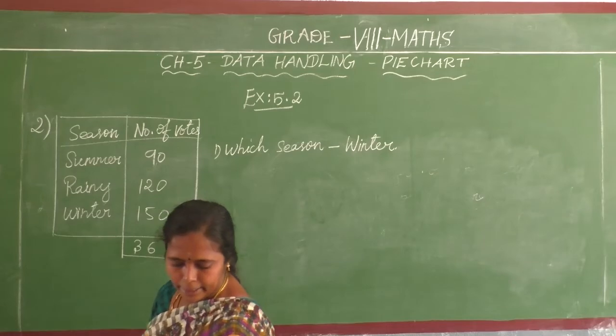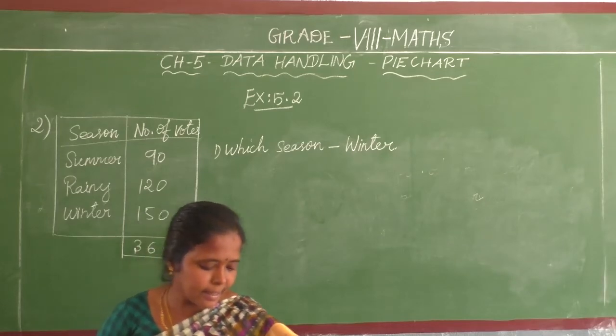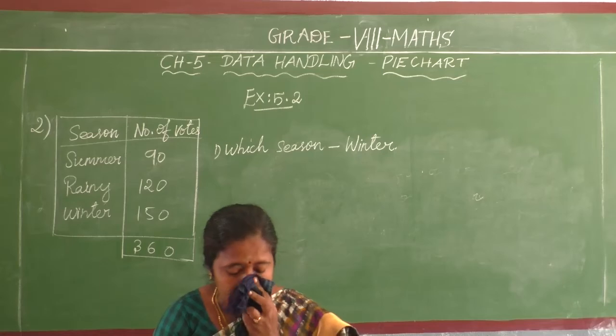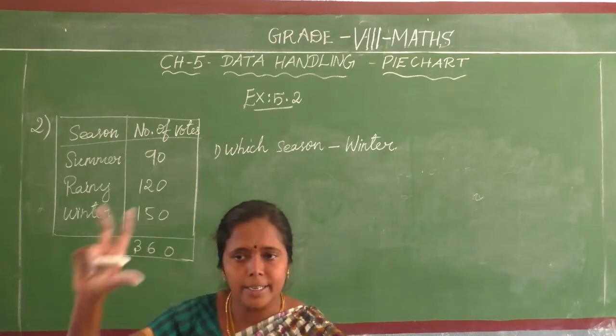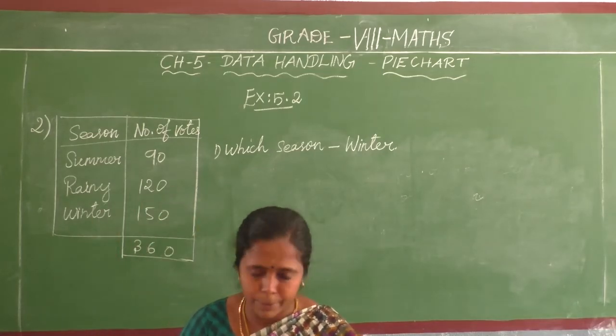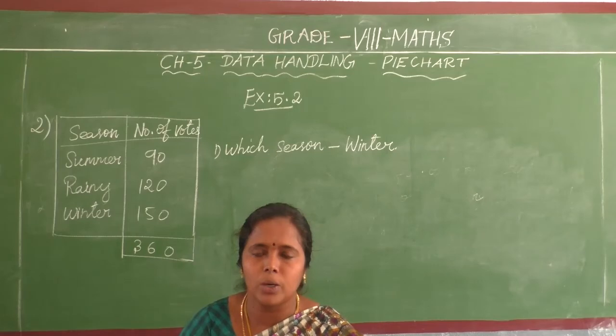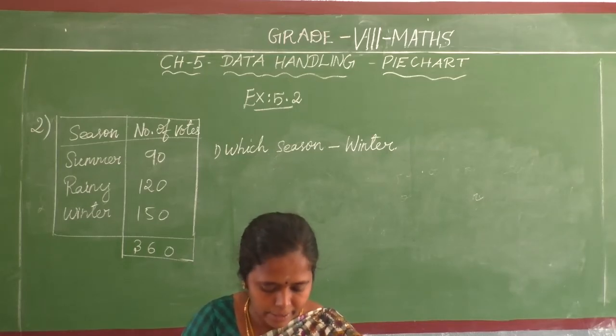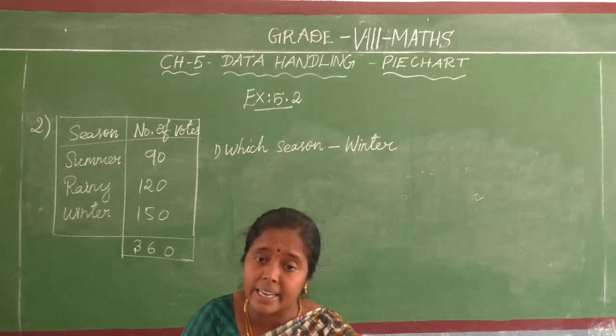Clear? Second thing, find the central angle of each sector. Actually, for drawing the pie chart, the circle graph, I told you first itself, you have to find out each sector's center angle. That is what they are telling here: the central angle of each sector.